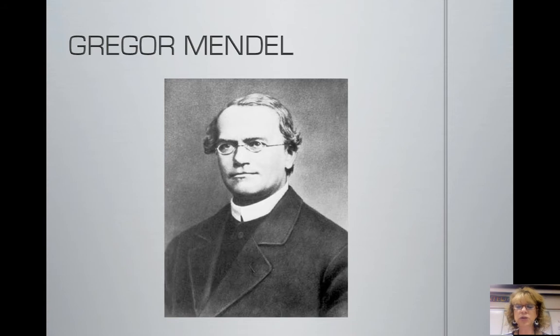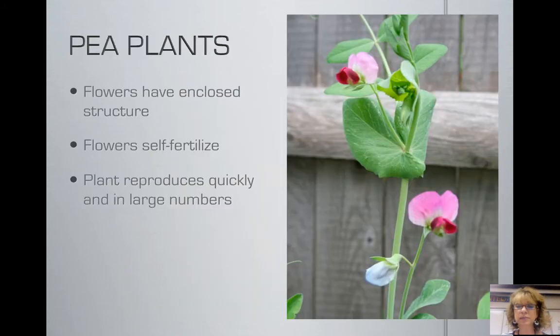Gregor Mendel was an Austrian monk. He had a background in math, physics, and biology. He used pea plants in his studies because pea plants have flowers with an enclosed structure. That means that they self-fertilize. So by using a plant that had self-fertilizing enclosed flower structures, he could prevent the plants from cross-fertilizing. The only way that they could do that is if he physically took a tiny little brush and transferred the pollen from one to another.